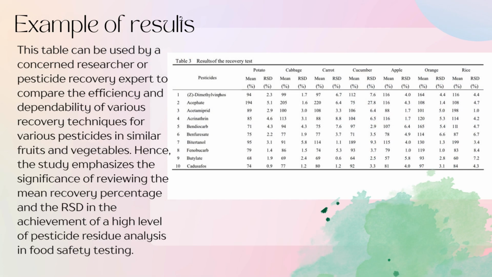Next, we move to the part on examples of results. In summary, this table allows us to evaluate the effectiveness and reliability of the recovery methods used for different pesticides across various fruits and vegetables. It highlights the importance of considering both the mean recovery percentage and the RSD to ensure accurate and consistent pesticide residue analysis in fruit safety testing.